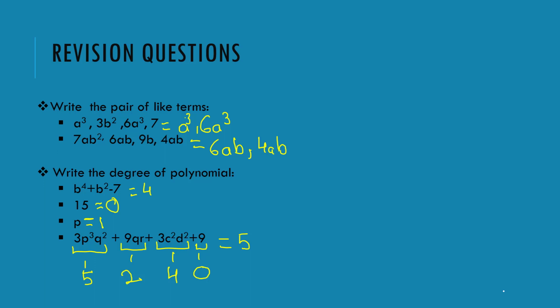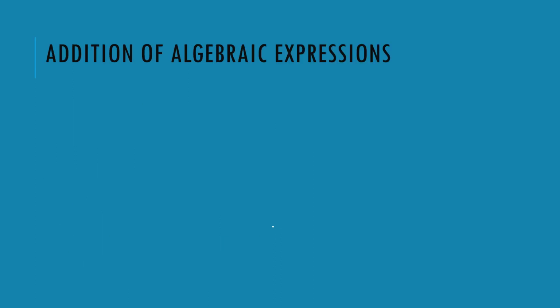Okay, so the first question. This is fine, Aditri. You have correctly identified the like terms. And you are again right. So I think you got this. So I got 6 out of 6? Yeah. Okay, let's move on. Sure. So, addition of algebraic expressions.